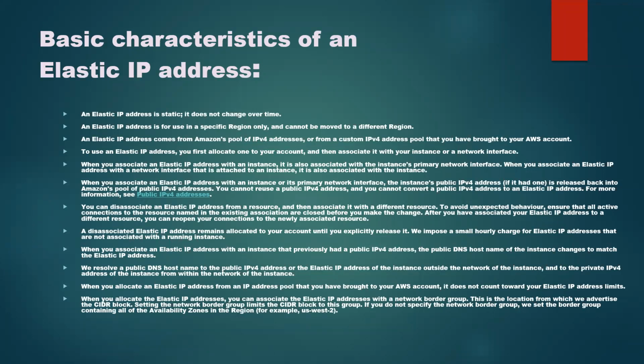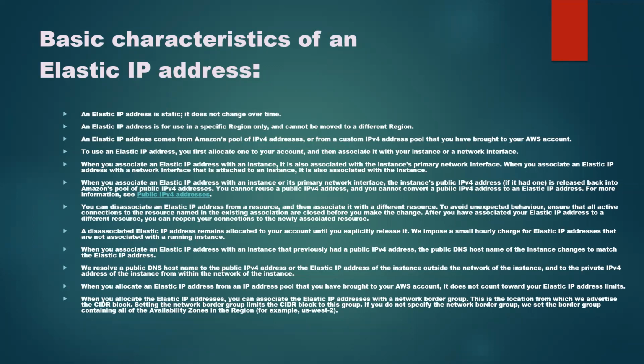When we take the Elastic IP, you can take it either from Amazon's pool of IPv4 addresses, or from your custom IPv4 address pool, the one you have brought to your AWS account. When you allocate an Elastic IP address, first you assign it to your account, and after that you assign it to either a network interface or your instance.